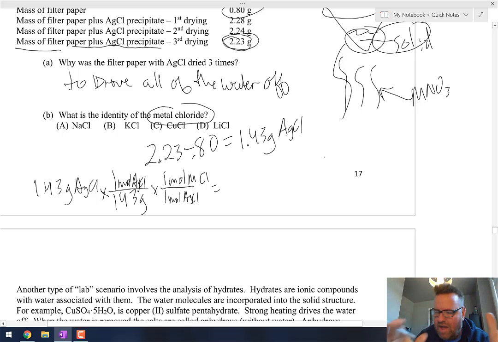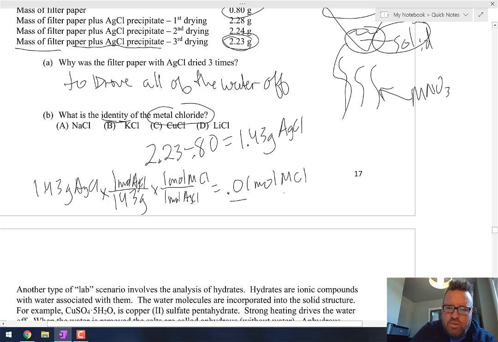It's some unknown element, so I have to stop there. So I'm going to take 1.43, divide by 143, and that equals 0.01 moles of MCl. Okay, now I'm stuck again. Again, we're trying to find the identity of the metal chloride. The way you can identify a metal chloride is by its molar mass.